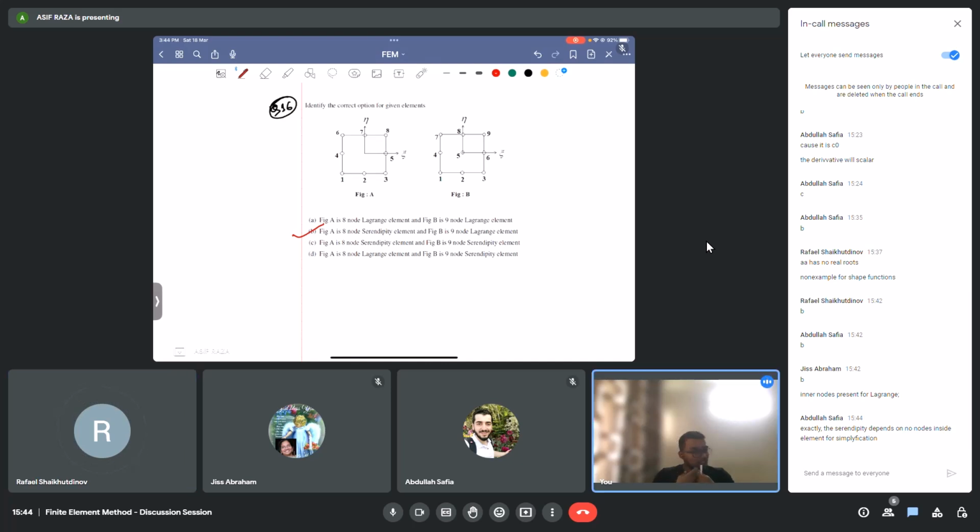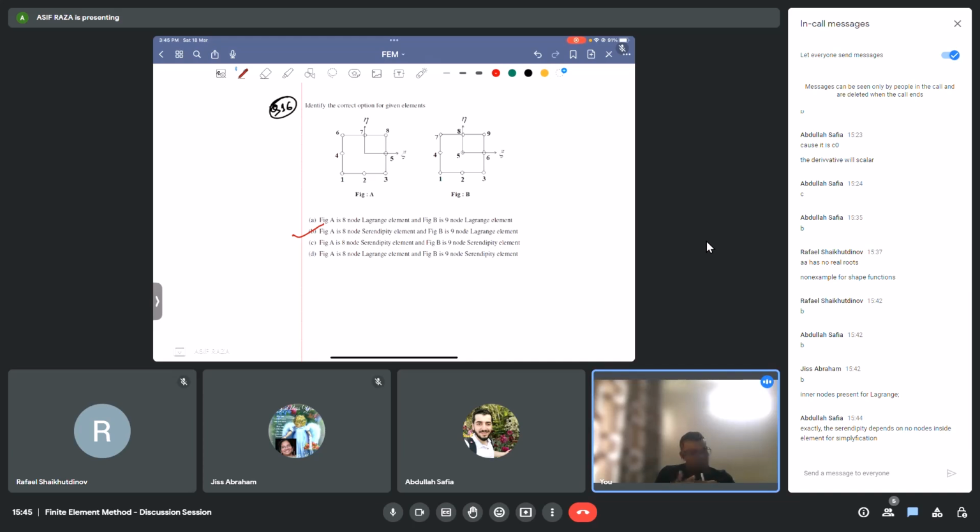Okay. Abdullah, can you just unmute yourself and try to elaborate what you want to say? Because you're saying inner nodes are present for Lagrange, and the serendipity depends on no nodes inside the element for simplification. I believe also that the serendipity is because we have broken the rule that all polynomials should be full. At the same time, with that, we are working with the serendipity element and solving our tasks. Okay, okay. Let's have Abdullah also join in this discussion.